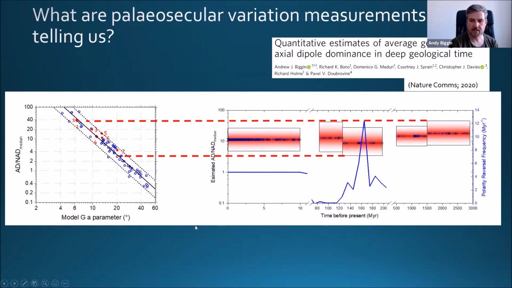Okay, and so that is something that normally we require a full geomagnetic field model to estimate, right? And now we're able to come up with an estimate from something we can measure back into the Precambrian.